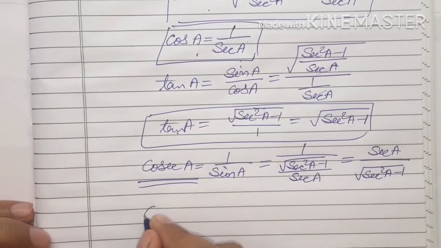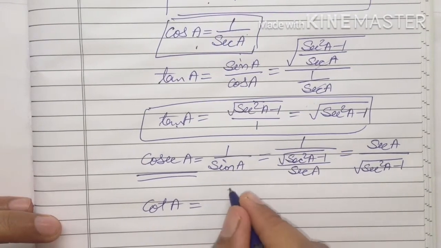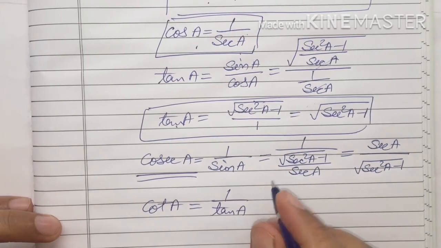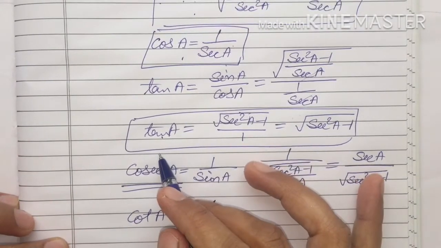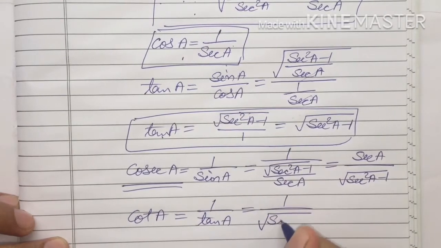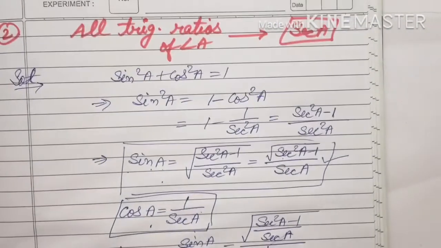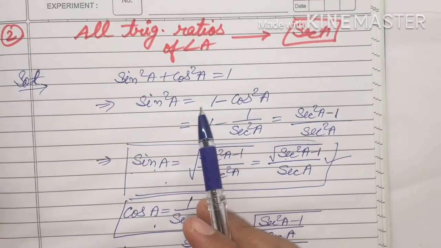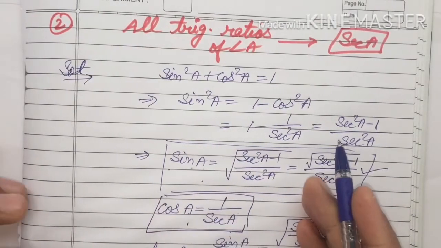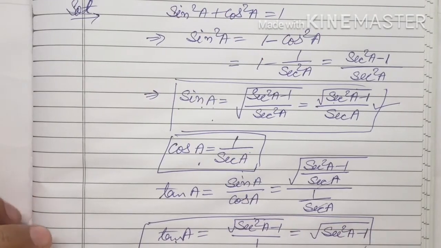Next value is cot. So cot is equal to 1 upon tan, the reciprocal of tan. And tangent value we already know, root secant square A minus 1. So 1 upon root secant square A minus 1. In this way we can find out all the trigonometric ratios. If the question is there in a particular form, the answer should come in that form. We can change all trigonometric ratios into that form.